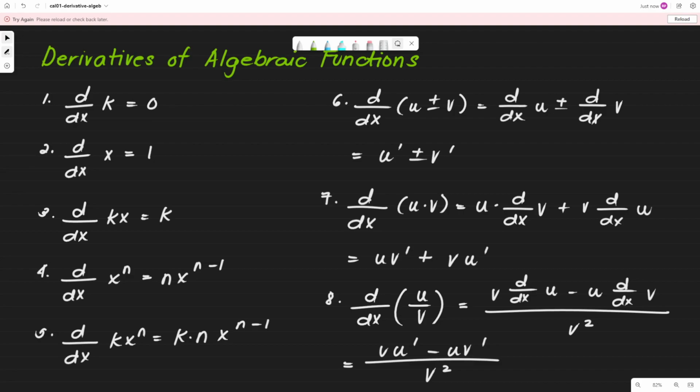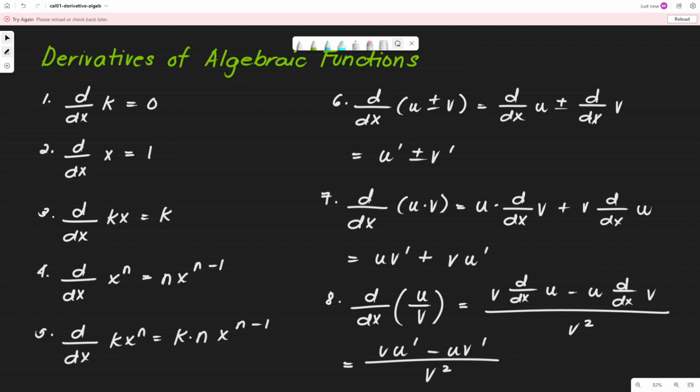Then we have the derivative of x raised to n, where n is the exponent, with respect to x. That is equal to n times x raised to n minus 1, so yun yung ating formula for x raised to n. And if we have kx raised to n, meaning a constant multiplied to x raised to an exponent, that is equivalent to k times n times x raised to n minus 1. So yun yung unang lima na derivative kapag by terms yung pagkuha natin.